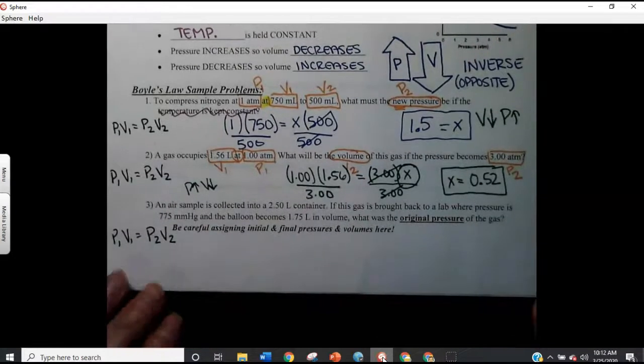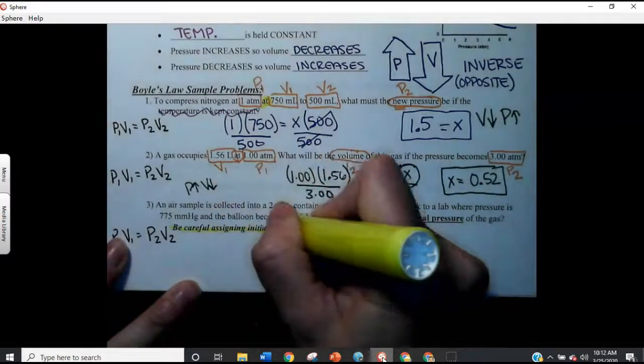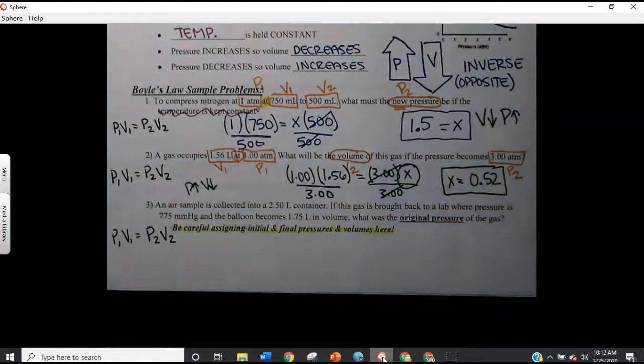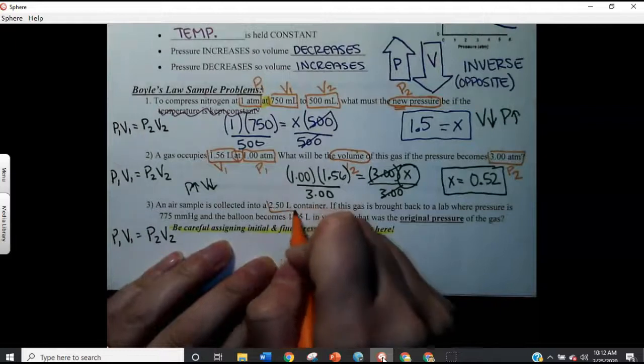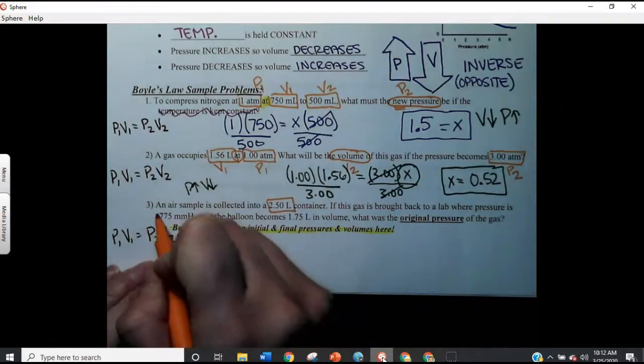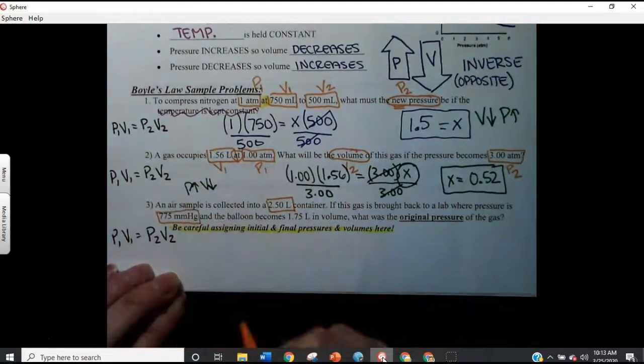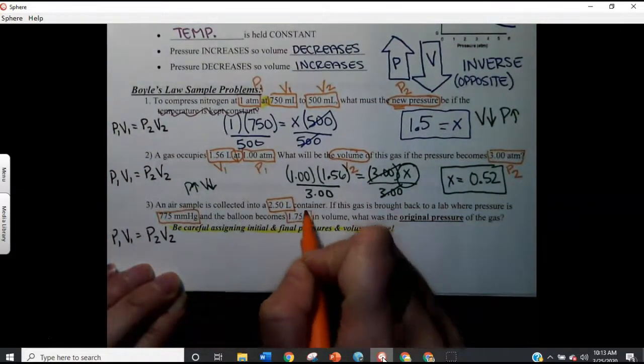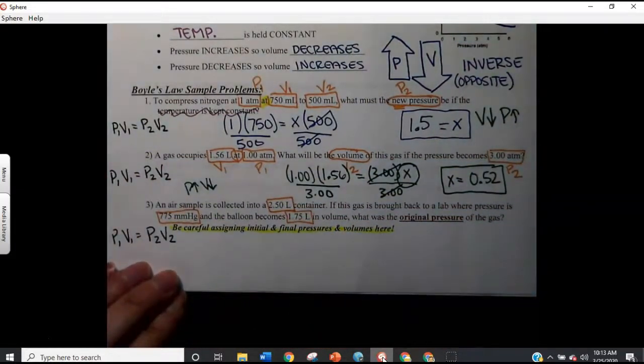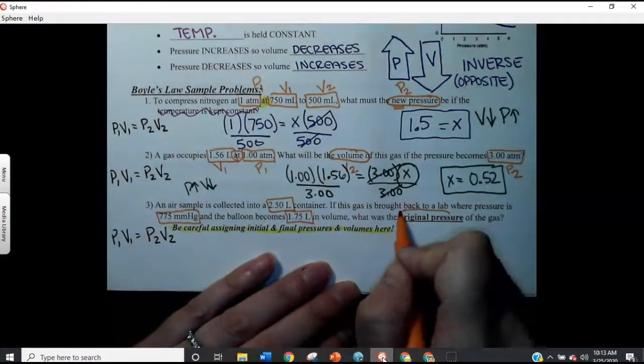I wrote down here, be careful assigning initial and final pressures and volumes here. The numbers aren't quite as organized for you. So again, before I even read it, I'm going to find my givens. Here's a number and unit that I box in. Here's a number and unit to box in. Here's a number and unit. And they're asking me what was the original pressure.